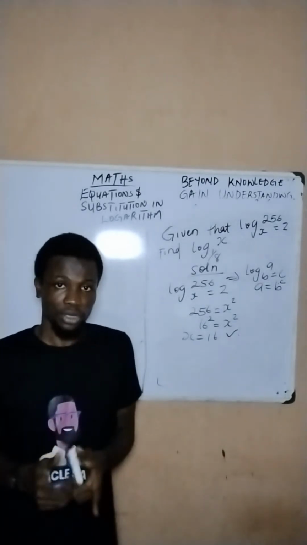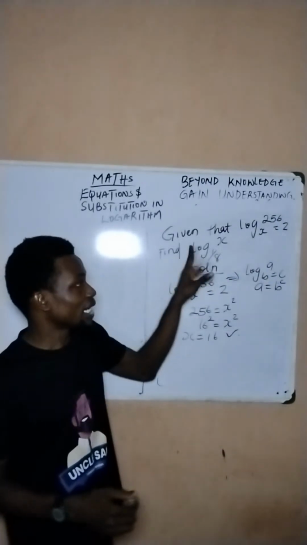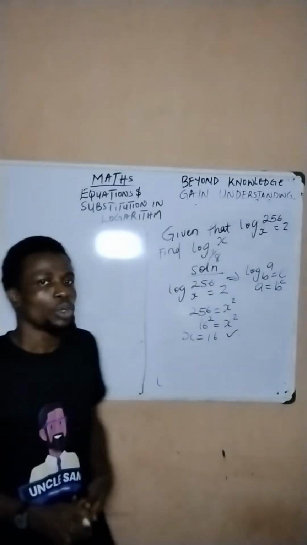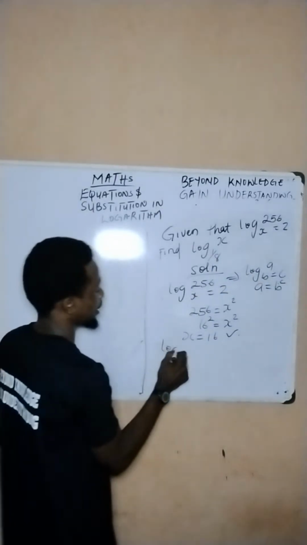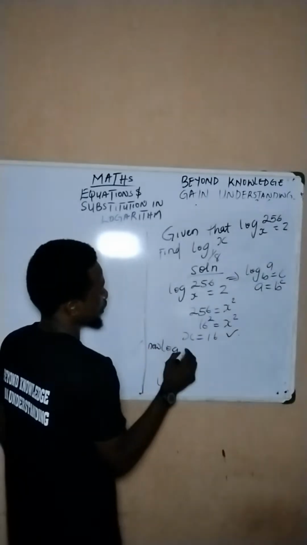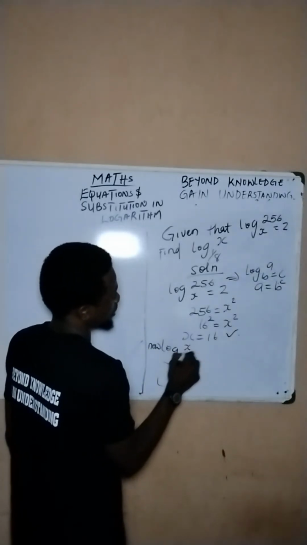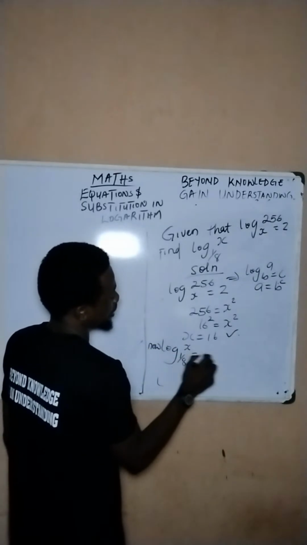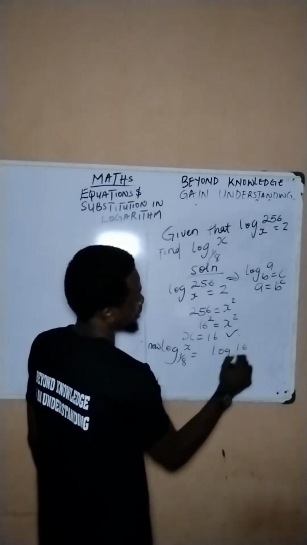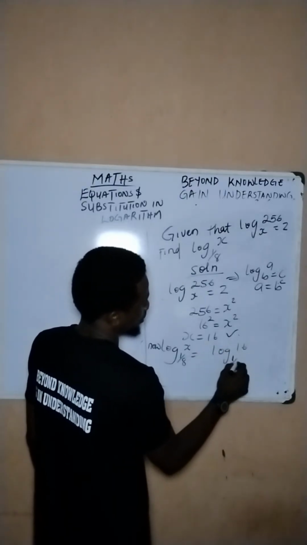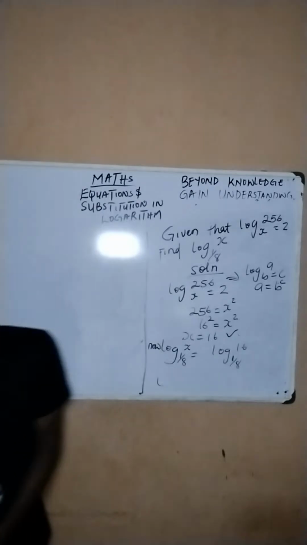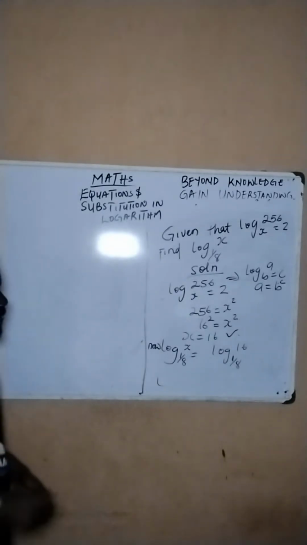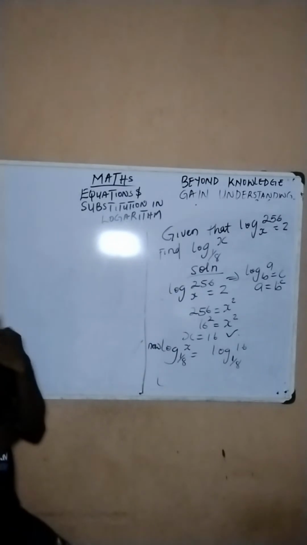So I found the value of x to be 16. That is not the question. This is the real question: find log x base 1 over 8. So we now have log x base 1 over 8, which is log 16 base 1 over 8. This is now where we're going to be solving. So what do we do here?